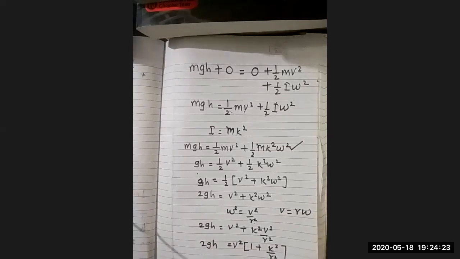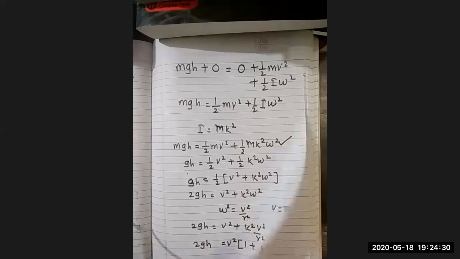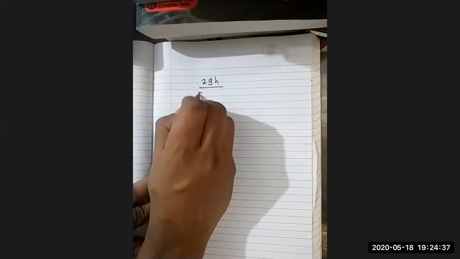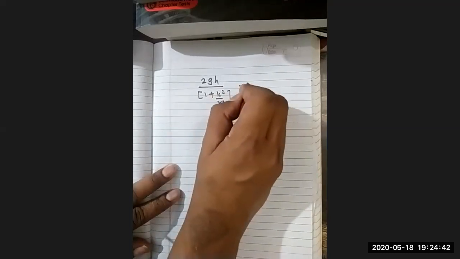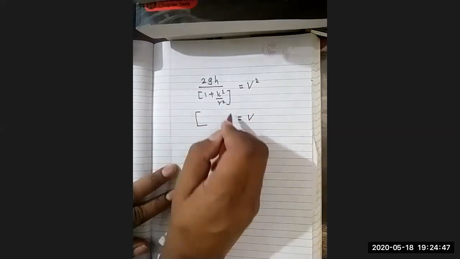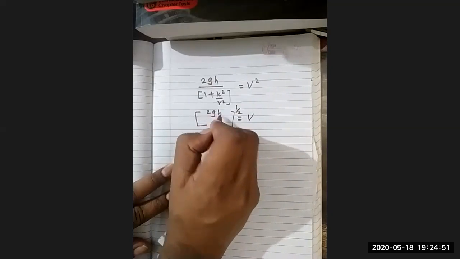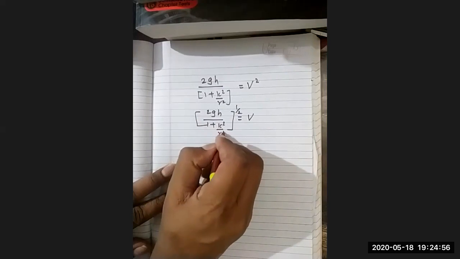So what is the next step over there? The next step is to take the whole bracket to this side, right? And as we take the whole bracket to that side, twice gh will be as it is, divided by 1 plus k square upon r square, which is equal to v square. Taking square root on both sides you will get v. So v will be equal to the square root of this term, that means raised to 1 by 2, that is twice gh upon 1 plus k square upon r square. This is the simplest aspect.